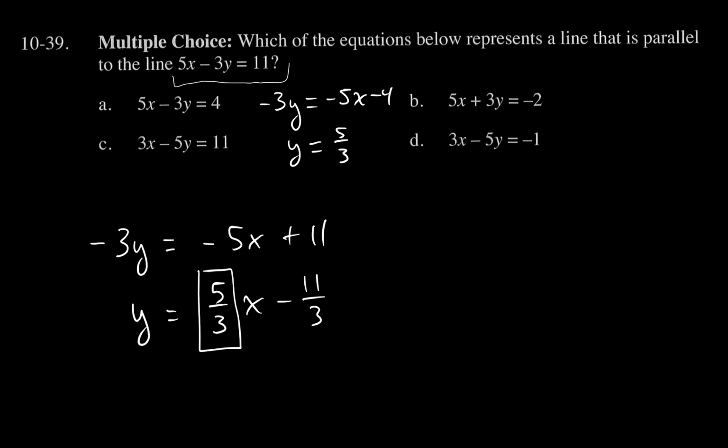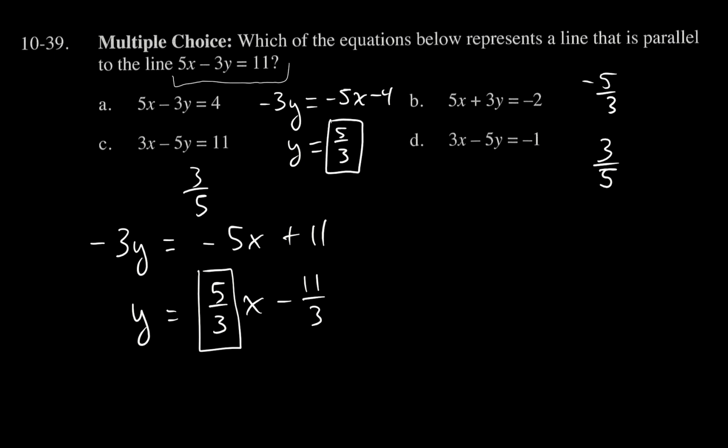On B, if I take away 5 from both sides, this one has a slope of negative 5 thirds. This one would have a slope of positive 3/5. And this one would have a slope of, let's see, take away 3 from x from both sides and divide by negative 5. So this would be 3/5 also. Oh yeah. So A is the only one that has a slope of 5 thirds.